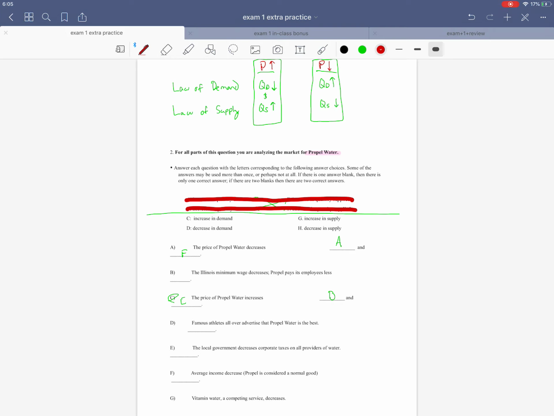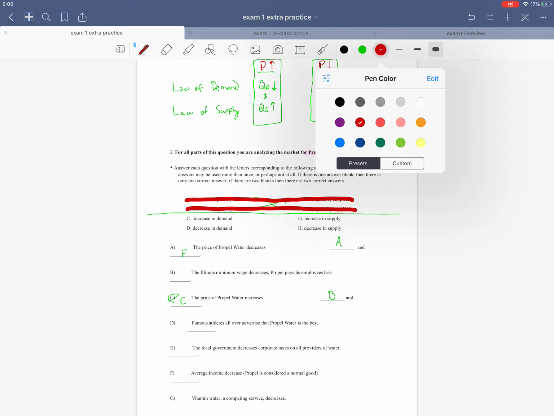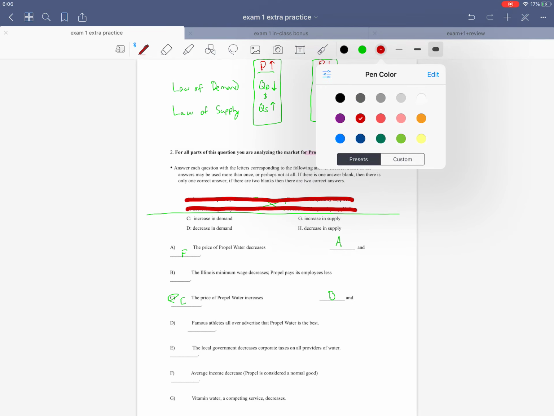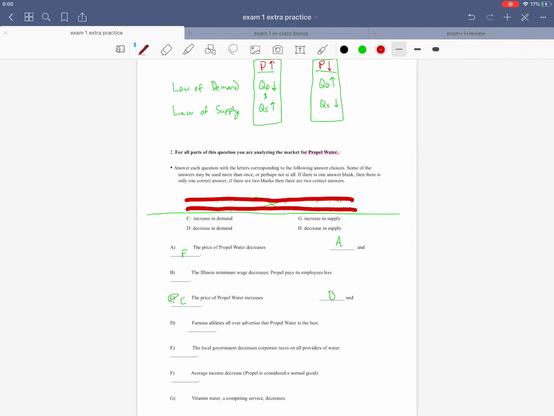So let's look at B. It says that the Illinois minimum wage decreases, so Propel has to pay their employees less. Now, if Propel's paying their employees less, that's going to allow them to be able to produce more. So we're going to see G, an increase in supply. So as I mentioned before, anything that decreases cost for the firm is going to allow supply to increase.